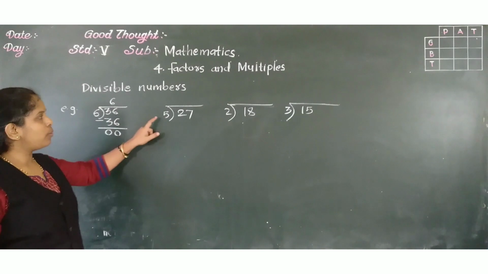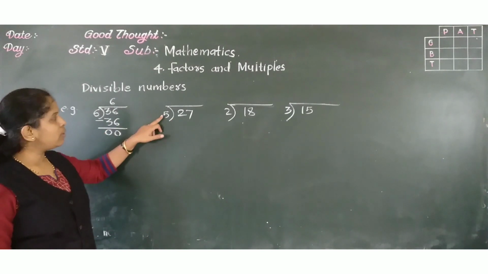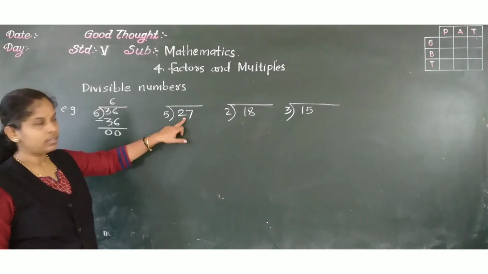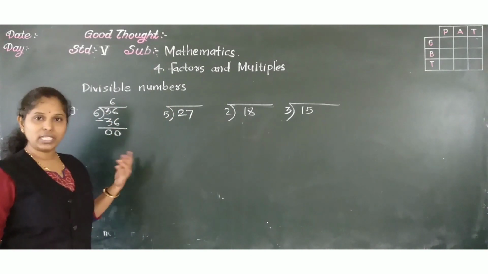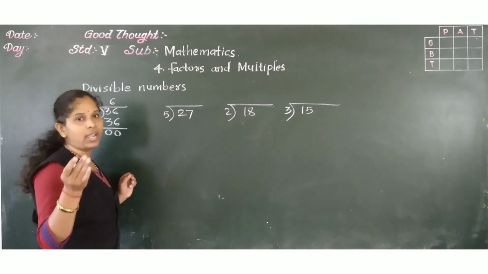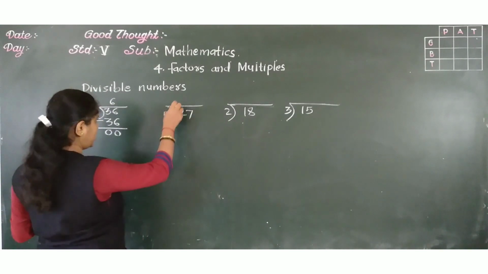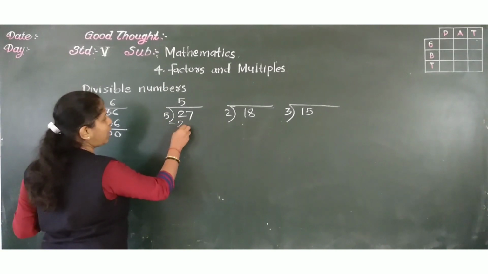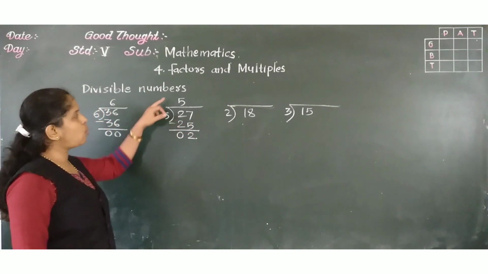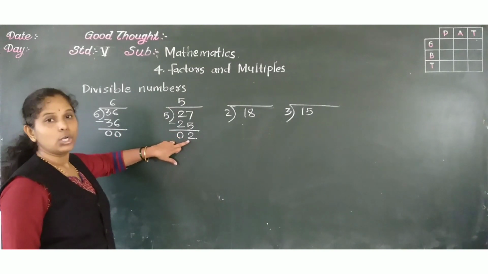Now next, see here 5 is the divisor. This is the dividend. Is 27 there in the 5 table? See, 5 fives are 25 and 5 sixes are 30. No, it's not there. So how to divide? 5 fives are 25. Now here, what is the quotient? 5, and the remainder is 2.